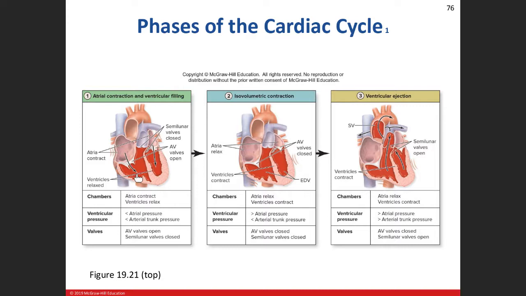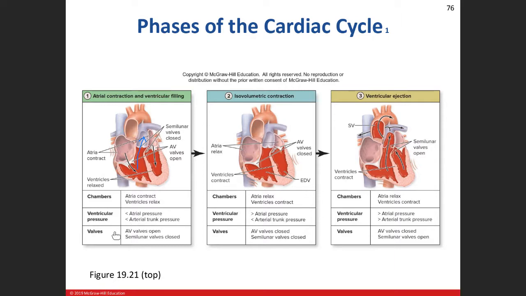Also, the ventricular pressure is still less than the arterial pressure because the semilunar valves are still closed. Now, remember, blood will leave the ventricles and go into the arterial blood system. But if it opens those valves, that means the ventricular pressure is greater than the pressure on the other side of the valve.